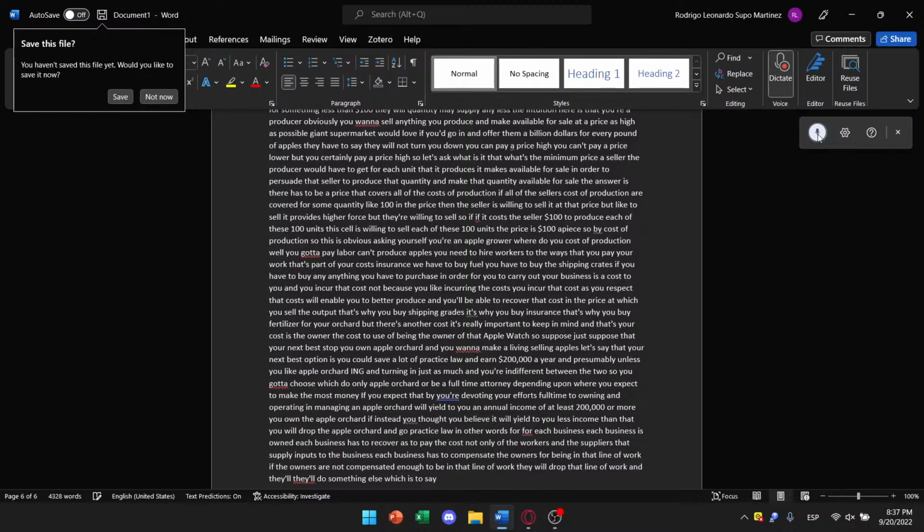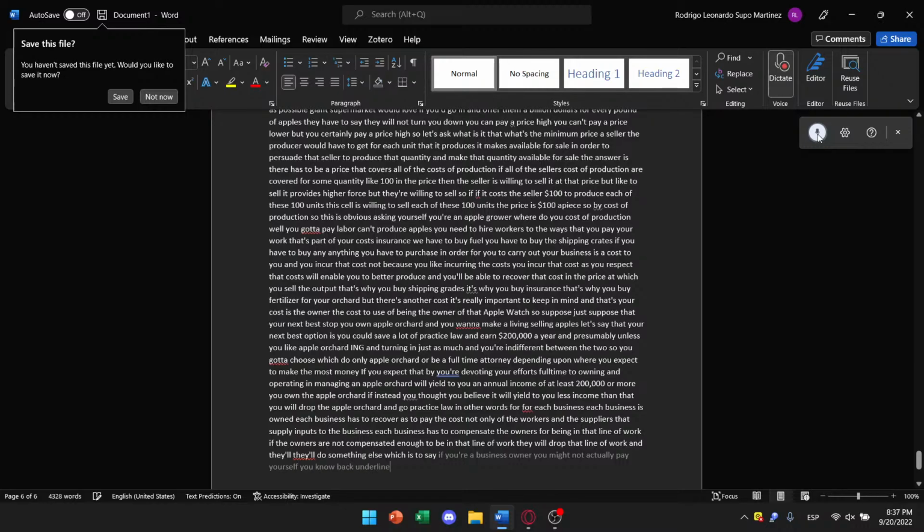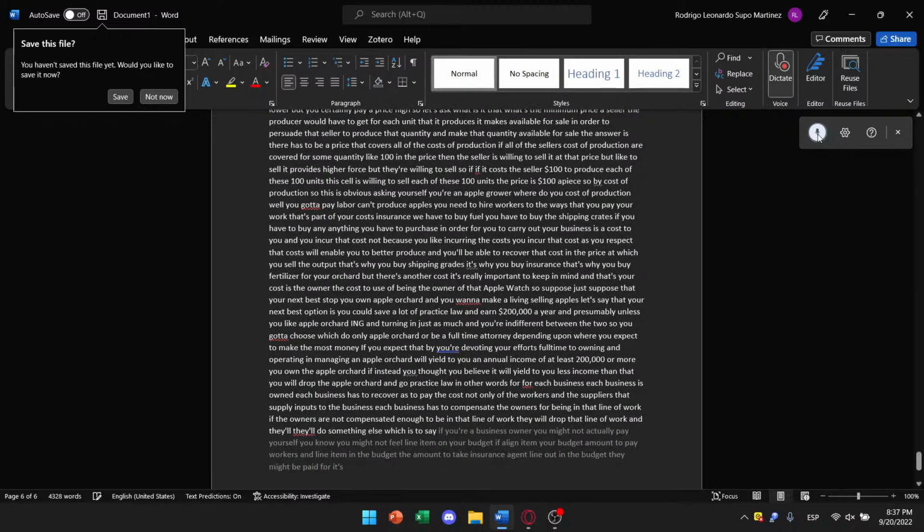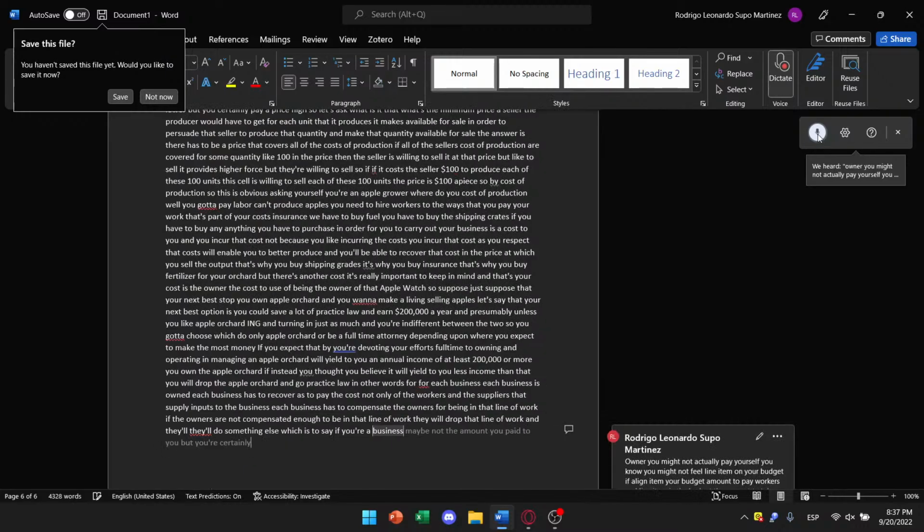Which is to say, if you're a business owner, you might not actually pay yourself. There might not be a line item on your budget. There's a line item in your budget for the amount to pay workers, a line item for the amount to pay the insurance agent, the amount to pay for shipping crates, the amount to pay for fertilizer. Maybe not the amount we pay to you, but you're certainly expecting to get paid. You're going to get paid whatever's left over. If the amount that's left over after you pay all your other expenses is too little, you're going to quit. If it's enough, you'll stay in that line of business.